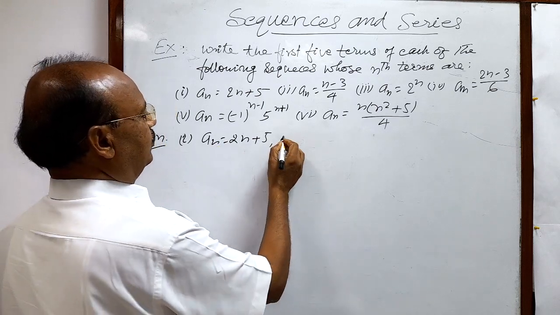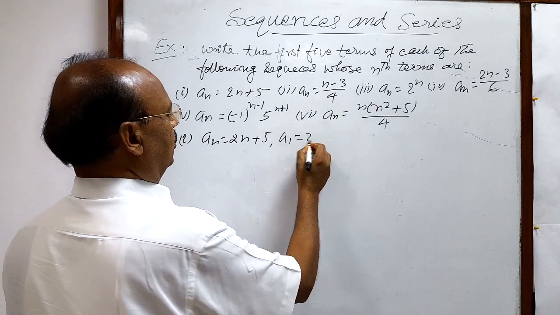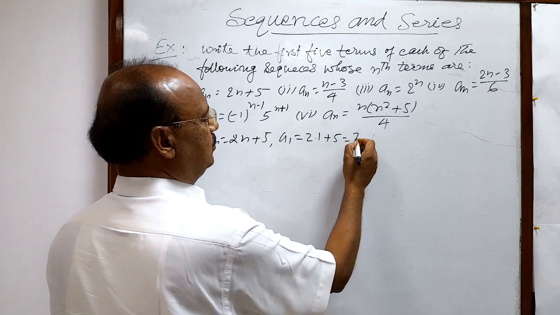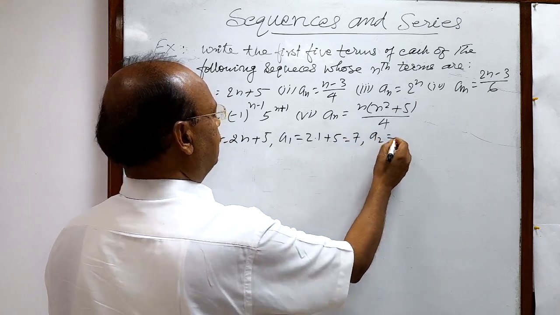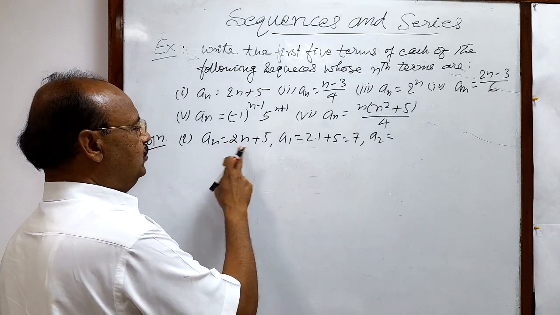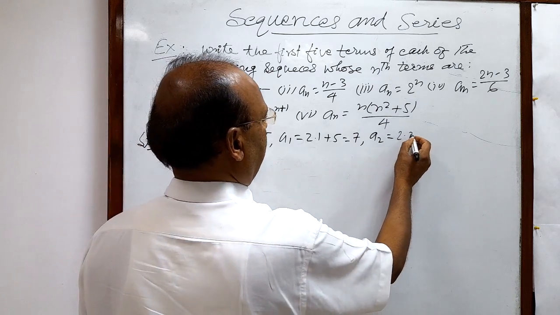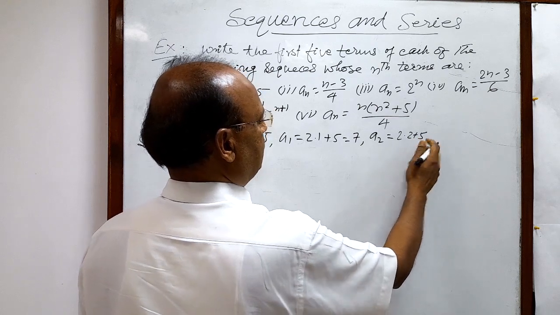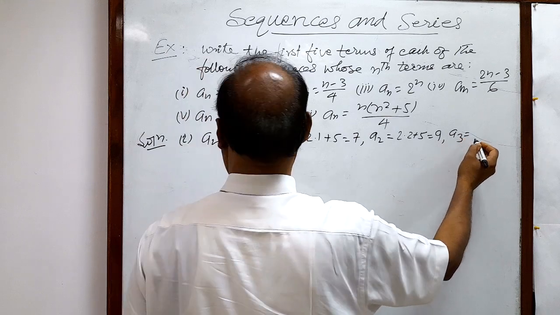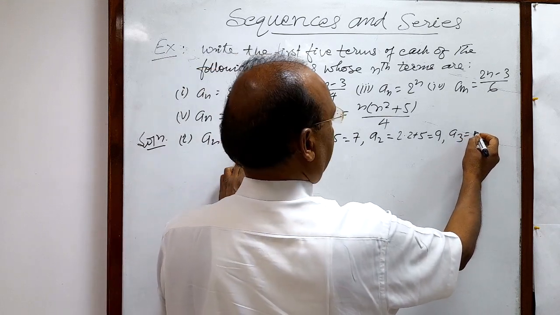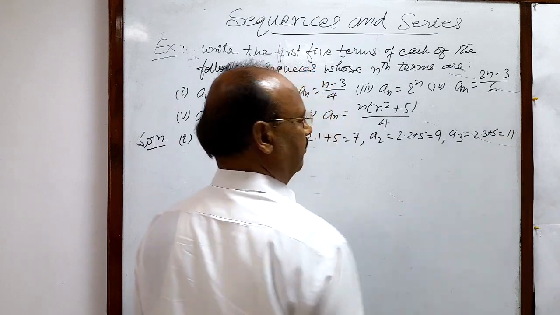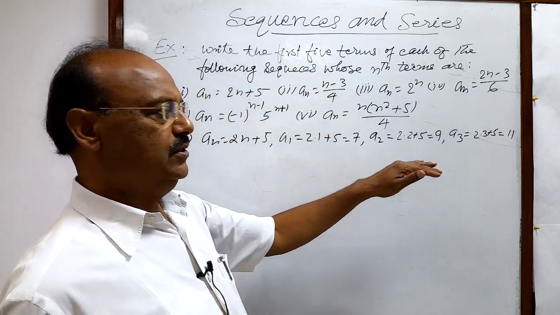Okay, so therefore a1 is equal to how much? 2 into 1 plus 5, and this 2 into 1 is 2, plus 5 is equal to 7. Similarly, a2 is equal to, in place of n we have to write 2, so a2 is equal to 2 into 2 plus 5, this is 4 plus 5, this is equal to 9. Similarly, a3 is equal to 2 into 3 plus 5, and this is equal to 11. Clear? I hope you are understanding it.